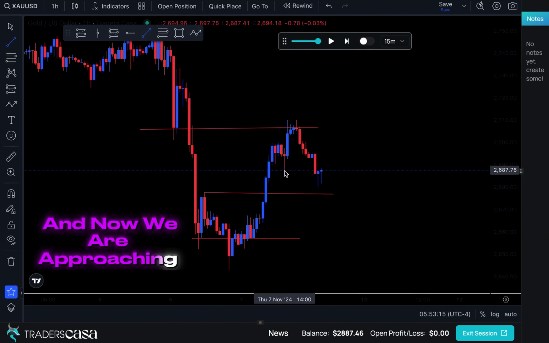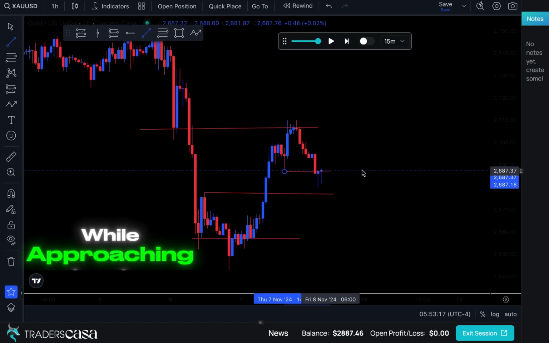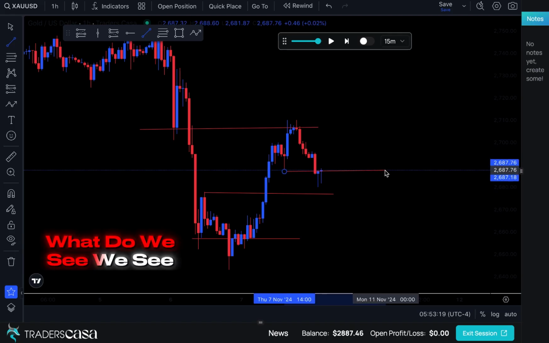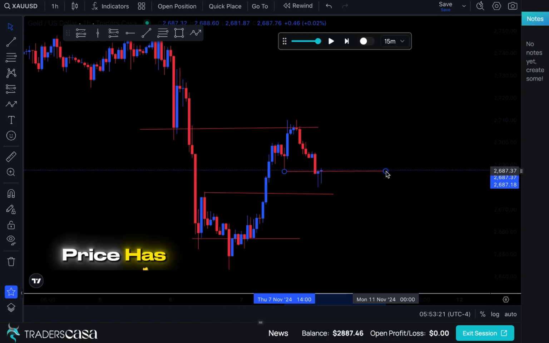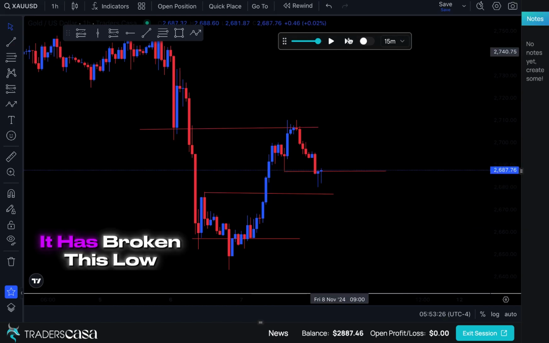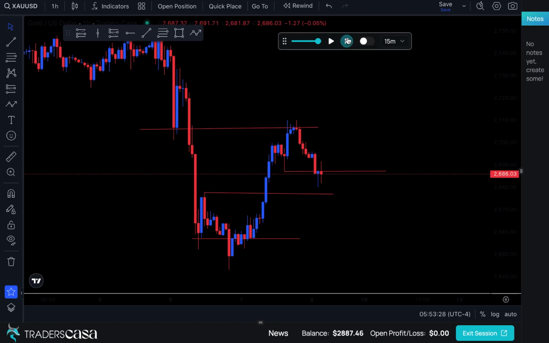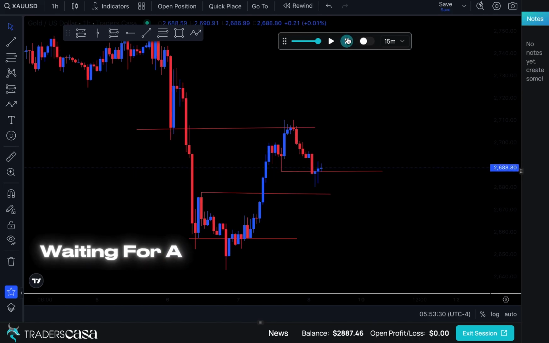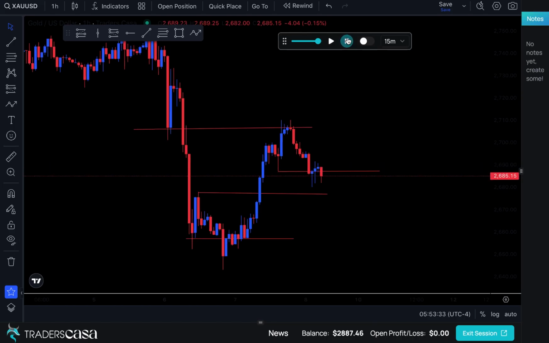And now we are approaching London session. While approaching London session, what do we see? We see that price has done what? Has broken this low, right? It has broken this low. Now we are waiting for a correction and a close outside.